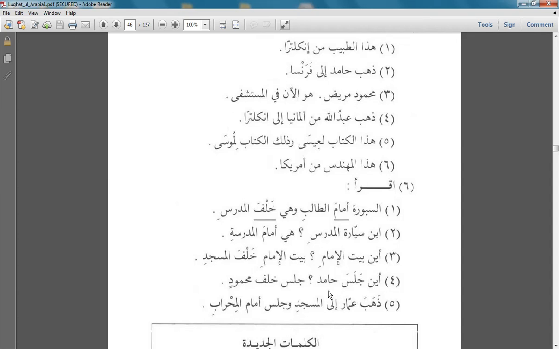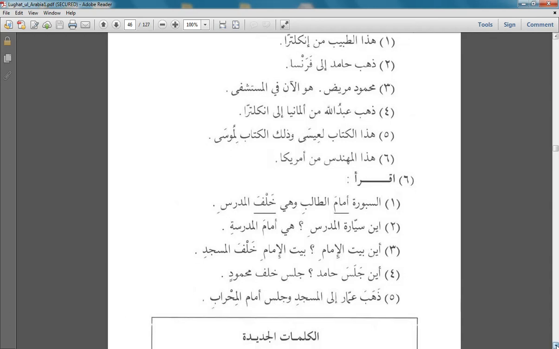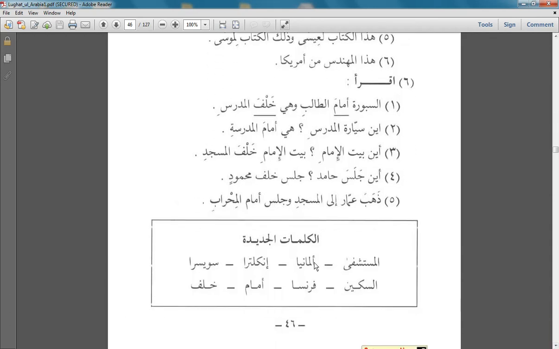Aina jalasa hamidun, where did Hamid sit? Hamid is taking a dhamma because it's the fa'il, it's the doer of the action jalasa. Where did Hamid sit? Jalasa khalfa mahmudin. He sat behind Mahmud. Dhahaba ammarun ilal masjidi wa jalasa amam al mihrabi. Ammar went to the masjid and sat in front of the mihrab. We have some new nouns here, which we've already covered.